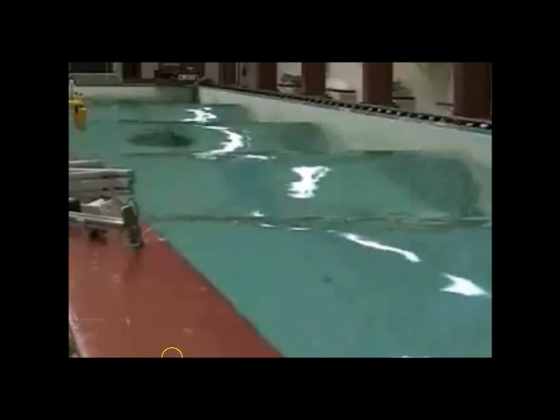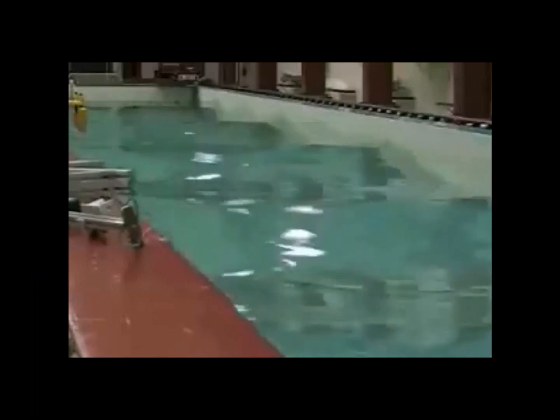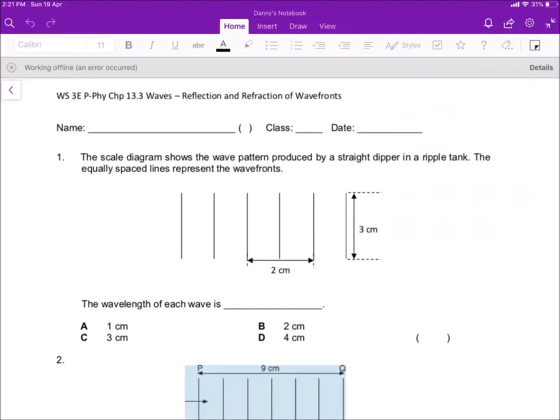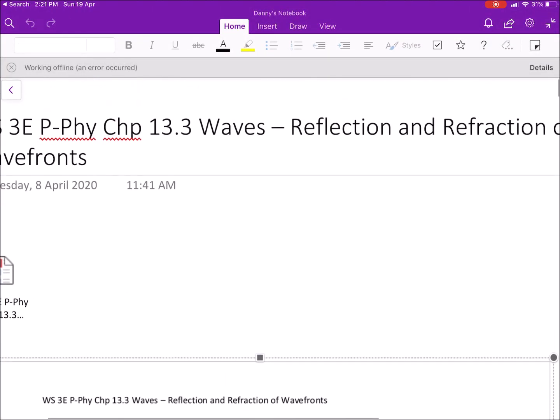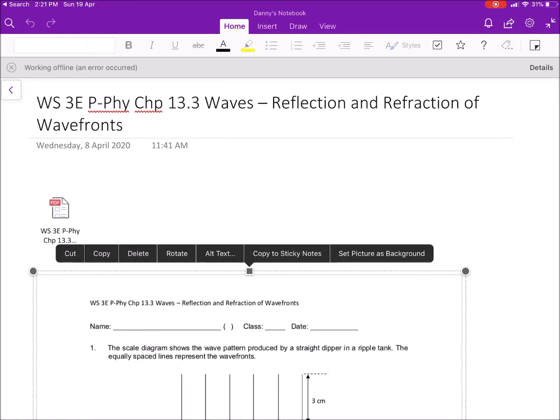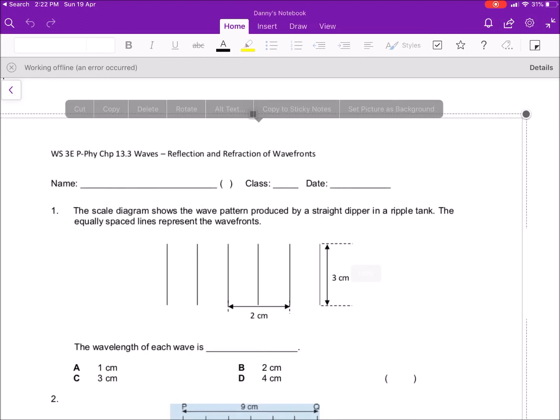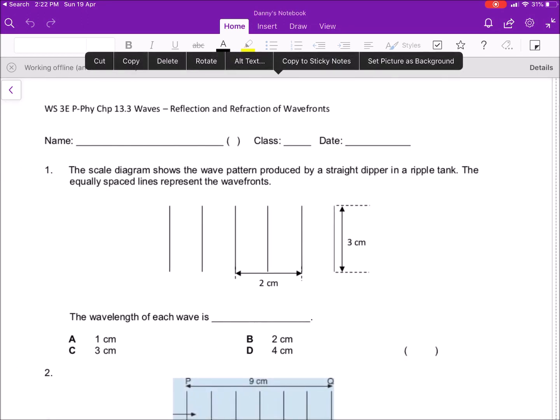Okay, so we are going to look into your worksheet and use it to help you understand wavefront. So let's take out your worksheet now. Please take out worksheet 13.3, and we are going to use this worksheet to apply our understanding of all the three representations of wave. We are going to focus on wavefront for this worksheet.